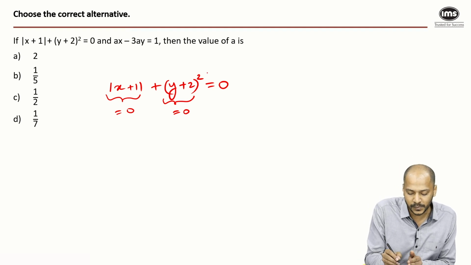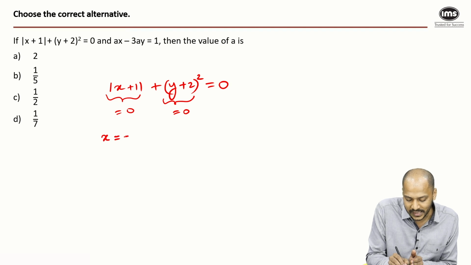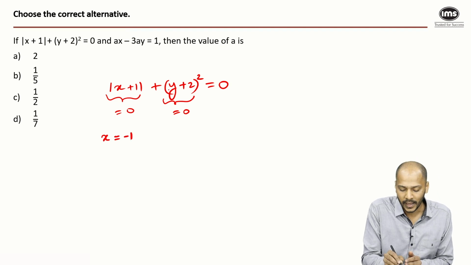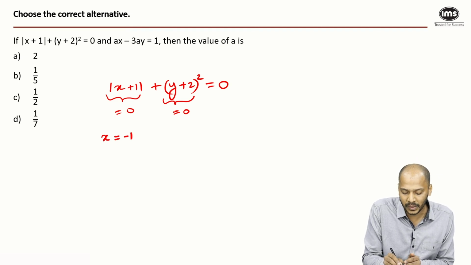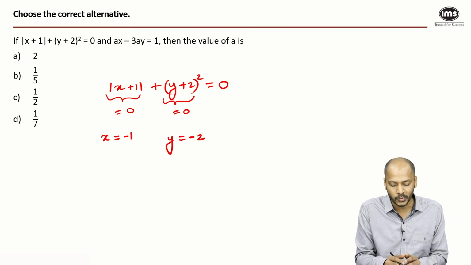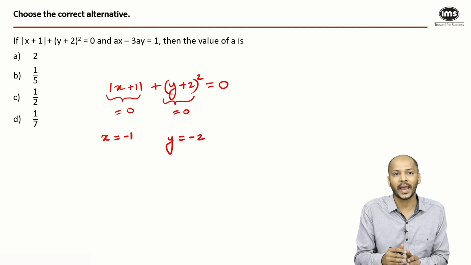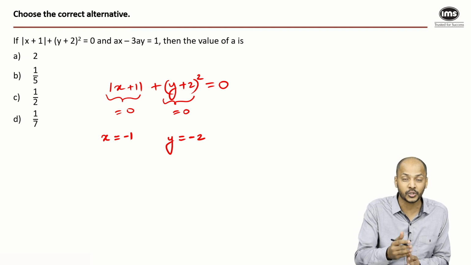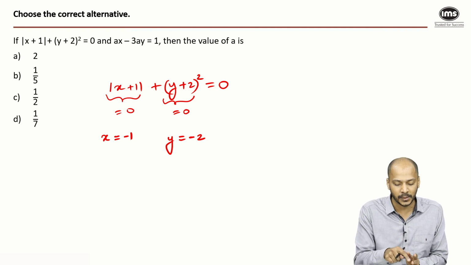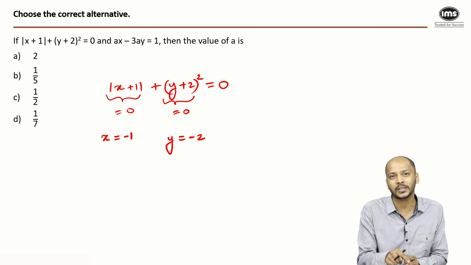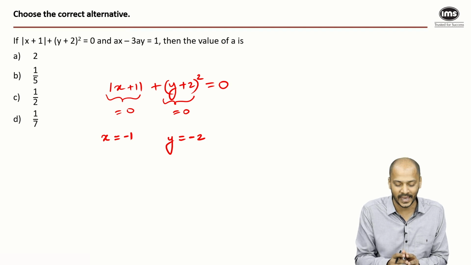And if |x + 1| is 0, basically x is simply equal to -1. And if (y + 2)² is 0, which simply means y + 2 is 0, y would be equal to -2. So x = -1 and y = -2 is the solution of the first equation. And if we substitute these values in the second equation, we'll easily get the value of a as well.